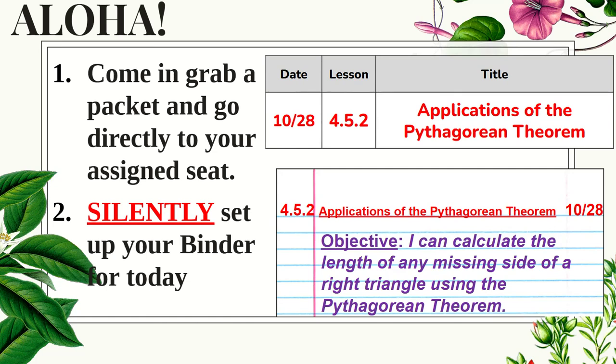All right. So today we're going to talk about applications of the Pythagorean Theorem, specifically focusing in on calculating the length of the missing side. So yesterday we focused in on calculating the hypotenuse, which was our C, which is across from the right angle. Today we're going to be focusing on calculating the length of a side, which is going to be our A or our B.